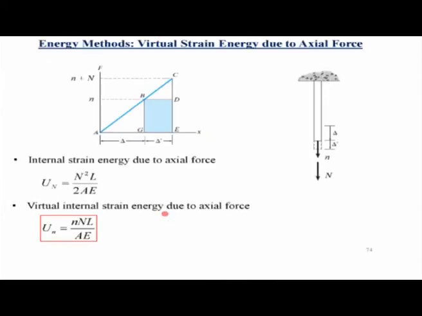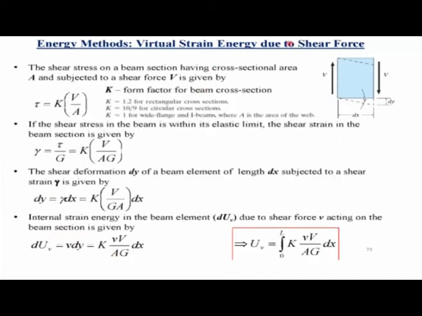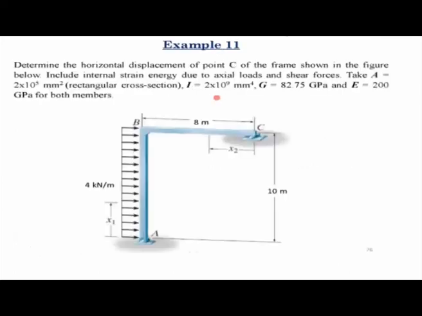In the previous slide, we saw the internal strain energy due to the axial deformation. Now we'll combine internal strain energies due to the axial deformation, shear deformation, as well as bending deformation, and calculate the deflection of a given point of a frame by considering all three deformations. So we have that same frame which is subjected to a uniformly distributed load of 4 kilonewton per meter. It has a pin joint at A and a roller joint at C. So now we include strain energy due to axial loads and shear forces in addition to the bending deformations.